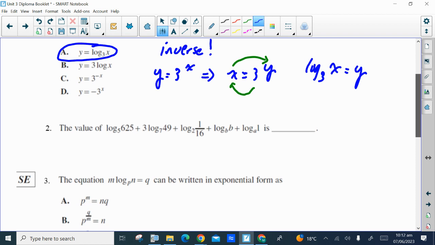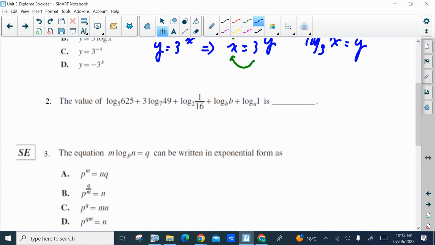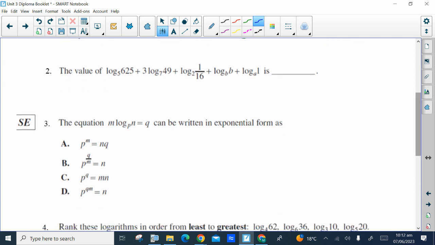Again, I mentioned this yesterday. You're going to have to be able to convert from one form to the other. It'll probably happen more than once on the exam. Start with the base, cycle through. Question 2, what's the value of that?